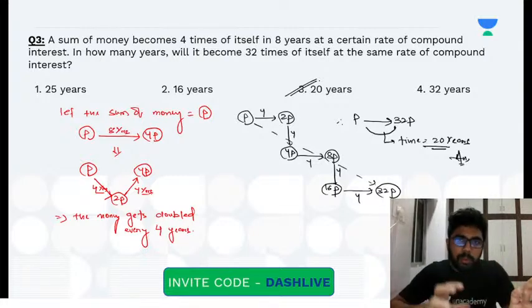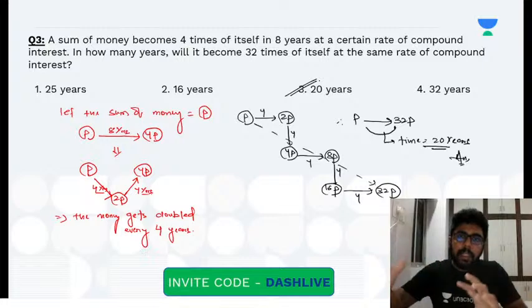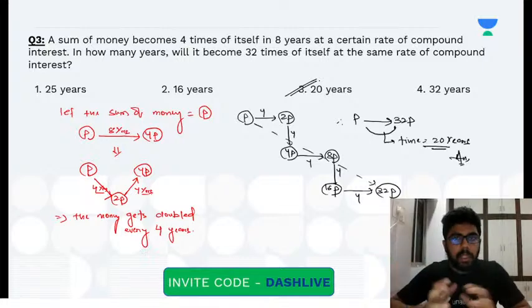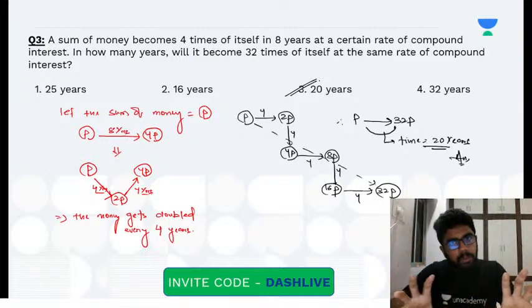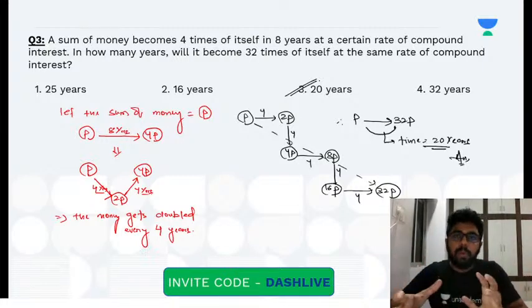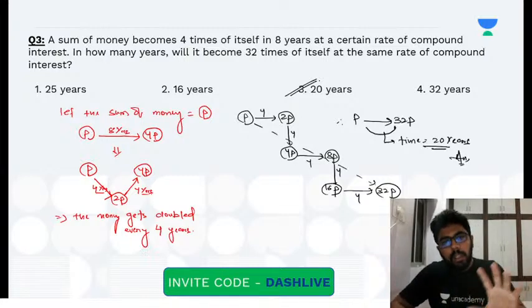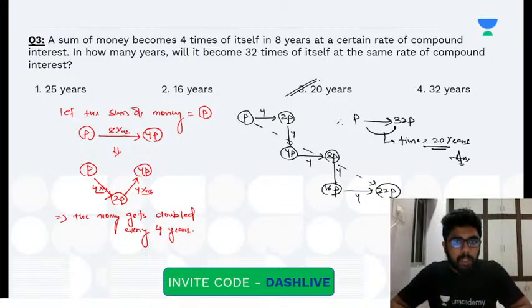That I can say P becomes 2 times in 4 years and then again gets doubled in the next 4 years. Can I conclude it in this? It becomes double in 4 years and again double in another 4 years, because something becoming 4 times is actually getting doubled twice. So I can say P gets doubled in 4 years. Whatever money I take, it gets doubled in 4 years.